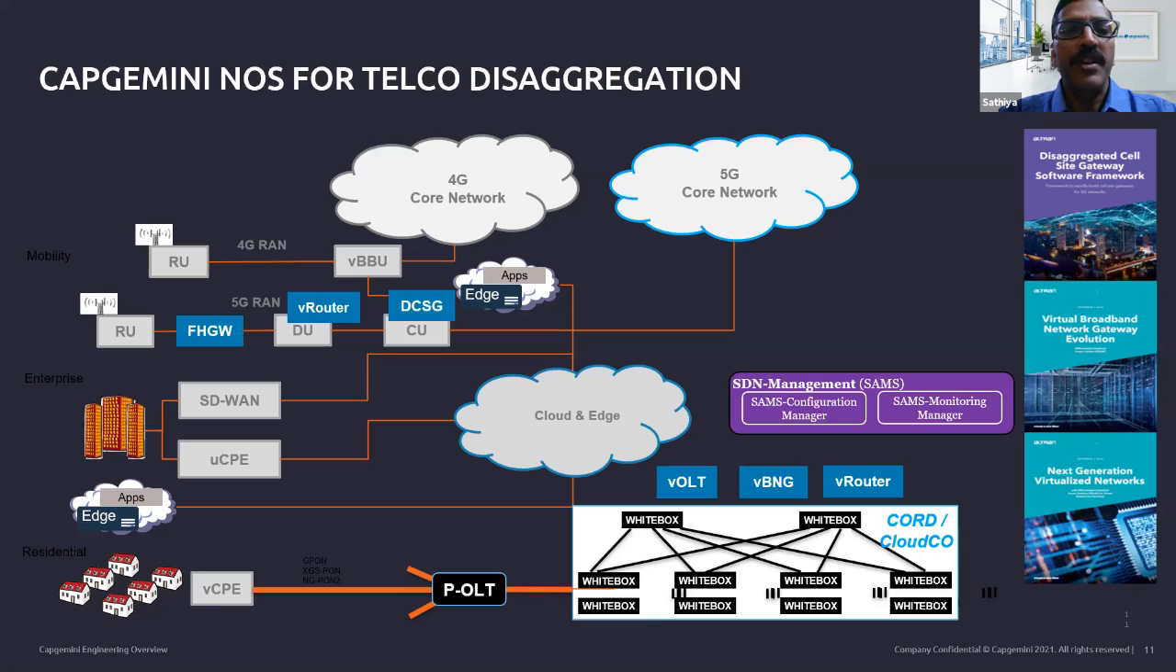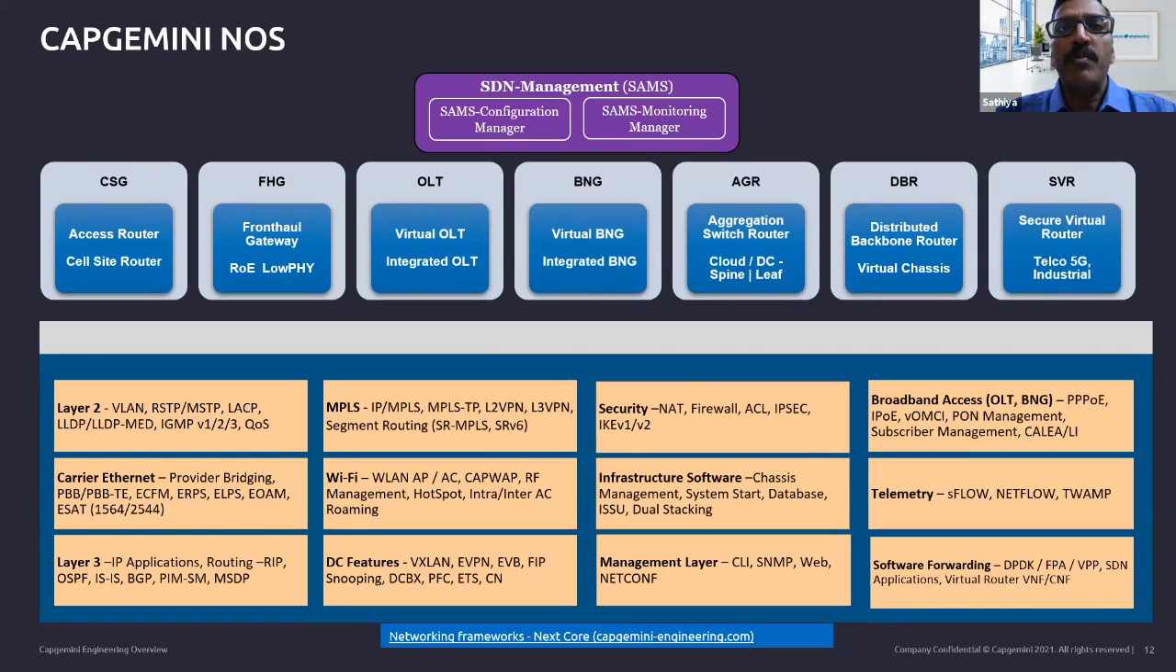So Capgemini offers the disaggregated software solution from access all the way to the core network, supplemented by our SDN-based management solution called SAMS. The Capgemini software portfolio includes the NOS for OLT, fronthaul, vRouter, cell site access, aggregation, BNG, and core network deployments, supplemented by our own SAMS-based management solution. Capgemini NOS is filled with rich feature content from layer 2, layer 3, MPLS, segment routing, SDN capabilities, and timing.